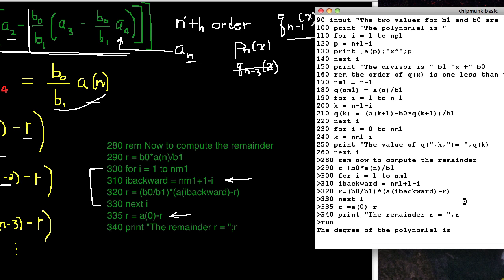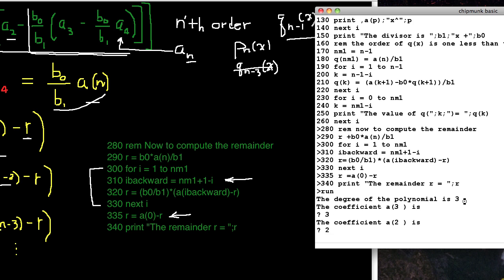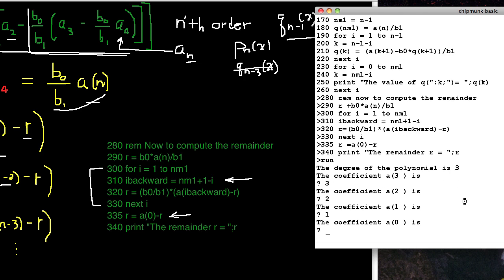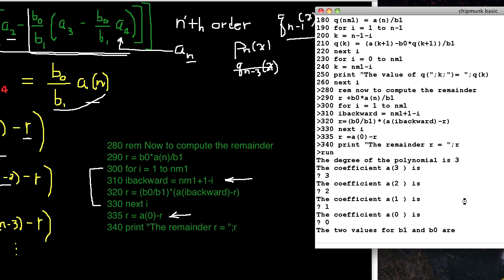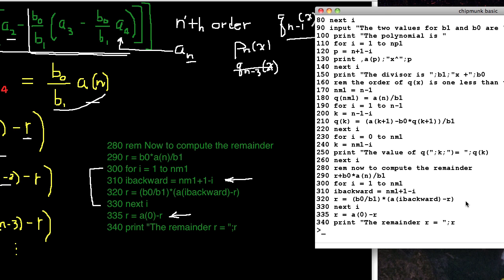Let me run. Okay, the degree of the polynomial is, let's say, 3. Now I'll put my coefficients as 3, 2, 1, 0, and I'll make my dividing polynomial 1, comma, -1. Syntax error in line 290. Okay, let's look at what line 290 is. List 290. Look at that, I have no equal sign there. Okay, let's write 290 again.